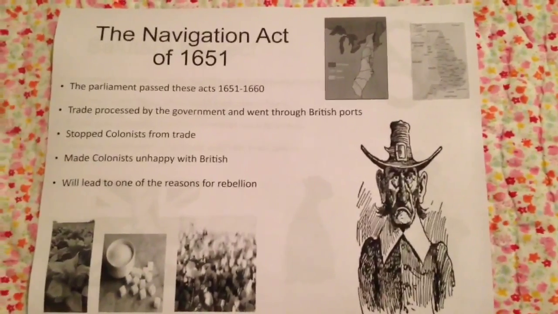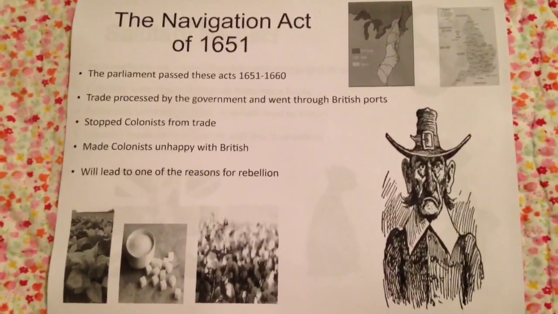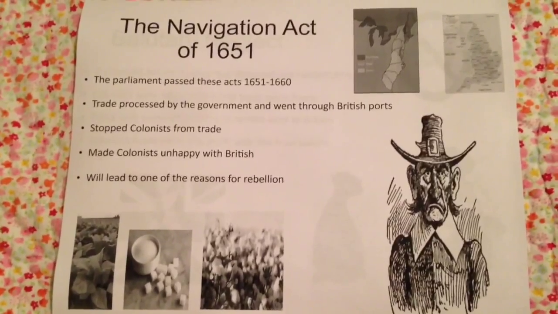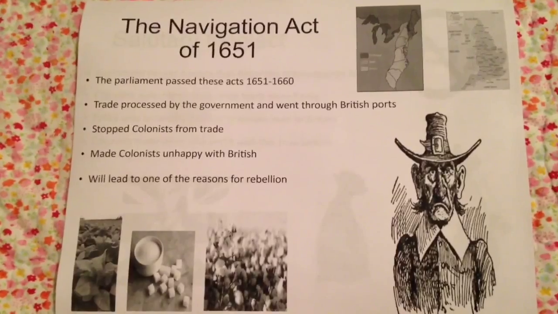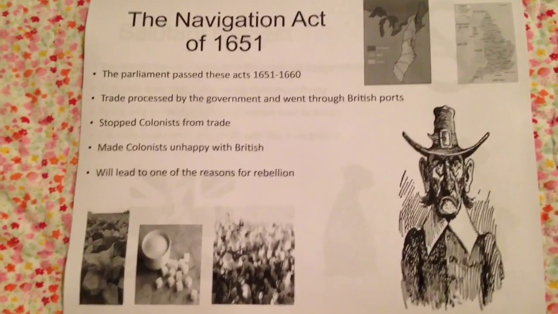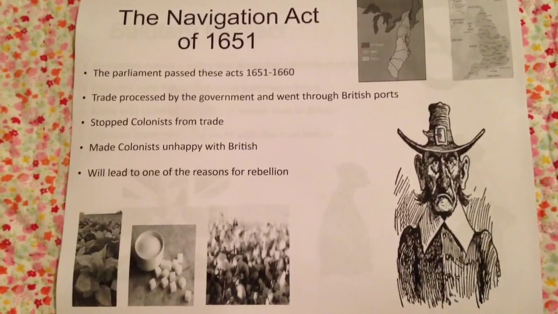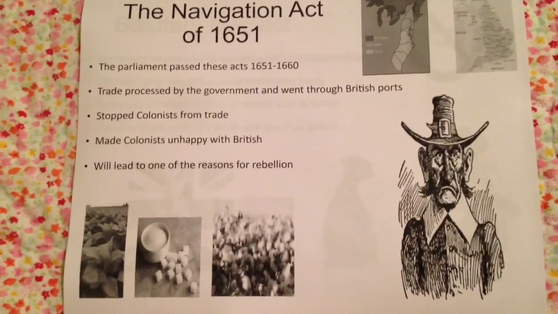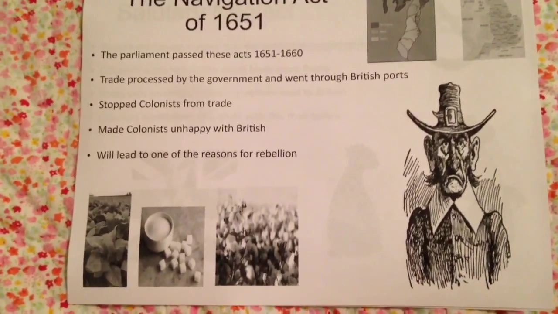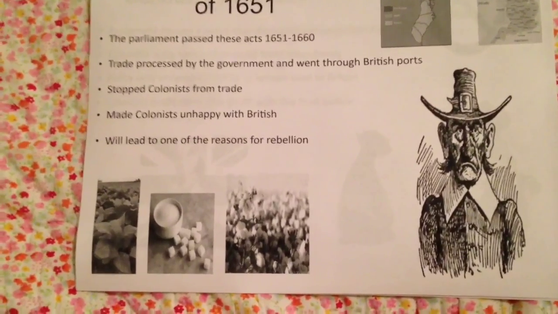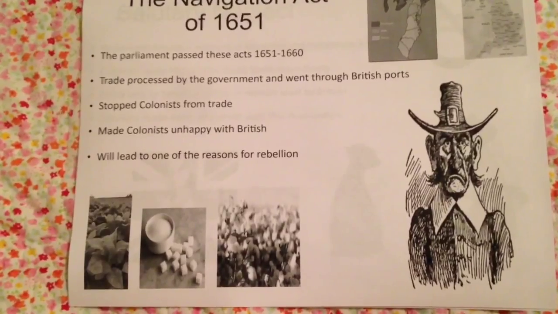The Navigation Act of 1651. Parliament passed these acts in 1651 to 1660. This act required that trade now be processed by the British government. It made the colonists unhappy because it terminated trade with foreign countries. The colonists' goods sent for trade were sugar, tobacco, cotton, wool, indigo, and ginger. This act will eventually lead to a rebellion.